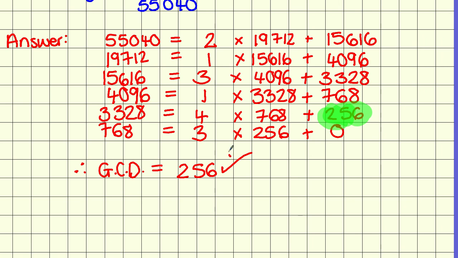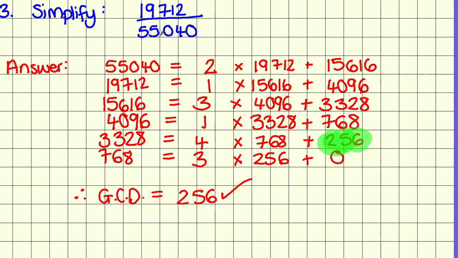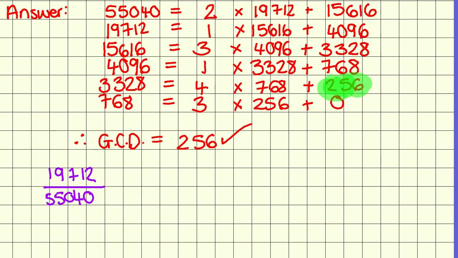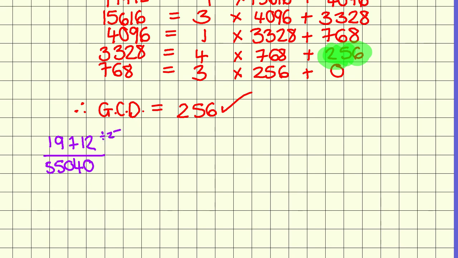Alright. Oh, we're not finished this question yet. Oops, because we had to simplify that fraction. So if I finish it off by writing that fraction and divide the top and the bottom by 256. So I've got it down here. So if I divide the top by 256 and divide the bottom by 256, that will give me my simplified fraction. So we should get 77 over 215.